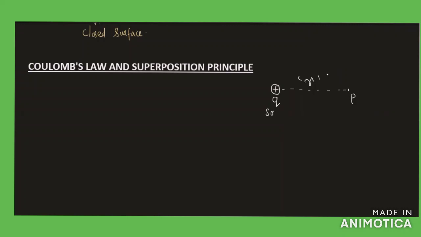So here we have only one source charge. Q is our source charge. We can use Coulomb's law to find out the electric field at a point P. According to Coulomb's law, the magnitude of the force between two charges is given by 1 by 4 pi epsilon 0 q1 q2 divided by r square, isn't it?